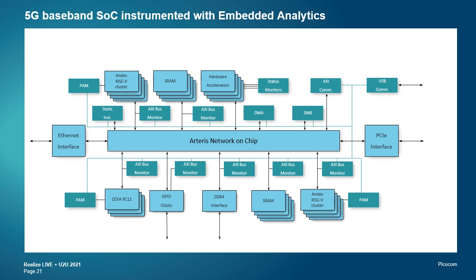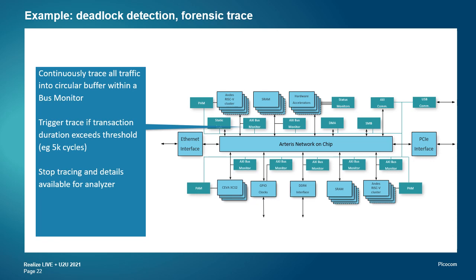Now, I'm going to show some examples of the sort of observation that these monitors can provide and the data that they generate. And then I'll go on to describe how that can be used for on-chip in-life analysis. In this example, we're going to use one of the bus monitors to look for a deadlock condition or a system hang condition. In this case, a transaction starts but never completes or doesn't complete in a specified time.